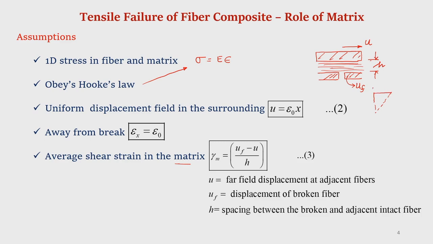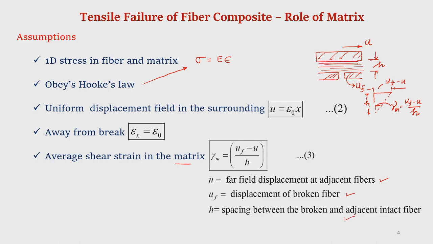Therefore, this is nothing but uf minus u, and this is h. Therefore, the shear strain gamma in the matrix M is equal to (uf minus u) by h. Okay? So, this is the shear strain, where u is the far field displacement, that means of the adjacent fiber, and uf is the displacement of the broken fiber, h is the spacing between the fibers.